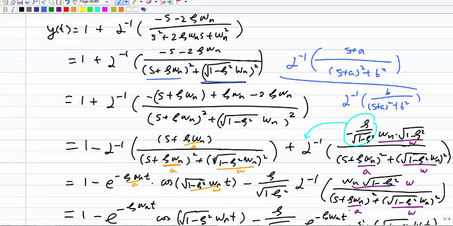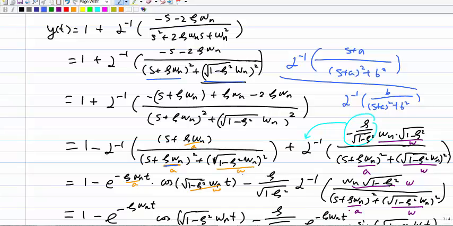That's why we want to rewrite it in this form. You could have a linear combination of these two, and that's okay. So we keep this denominator the same. You can consider theta times wn as a, and the square root of 1 minus theta squared times wn as b.